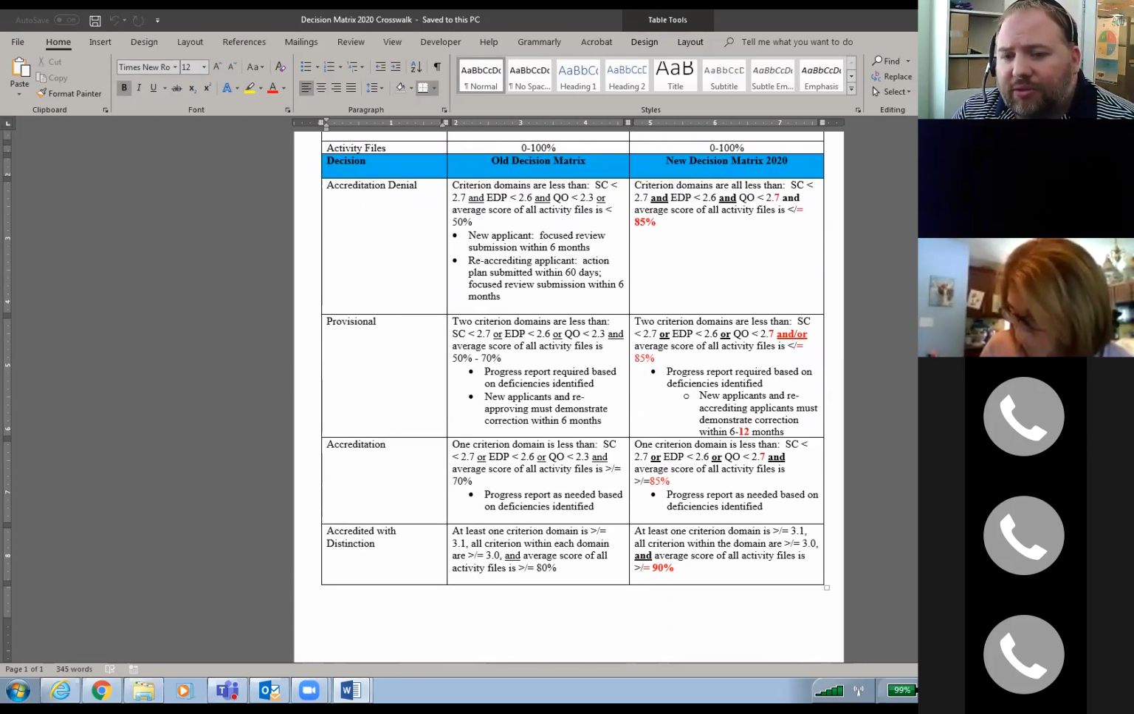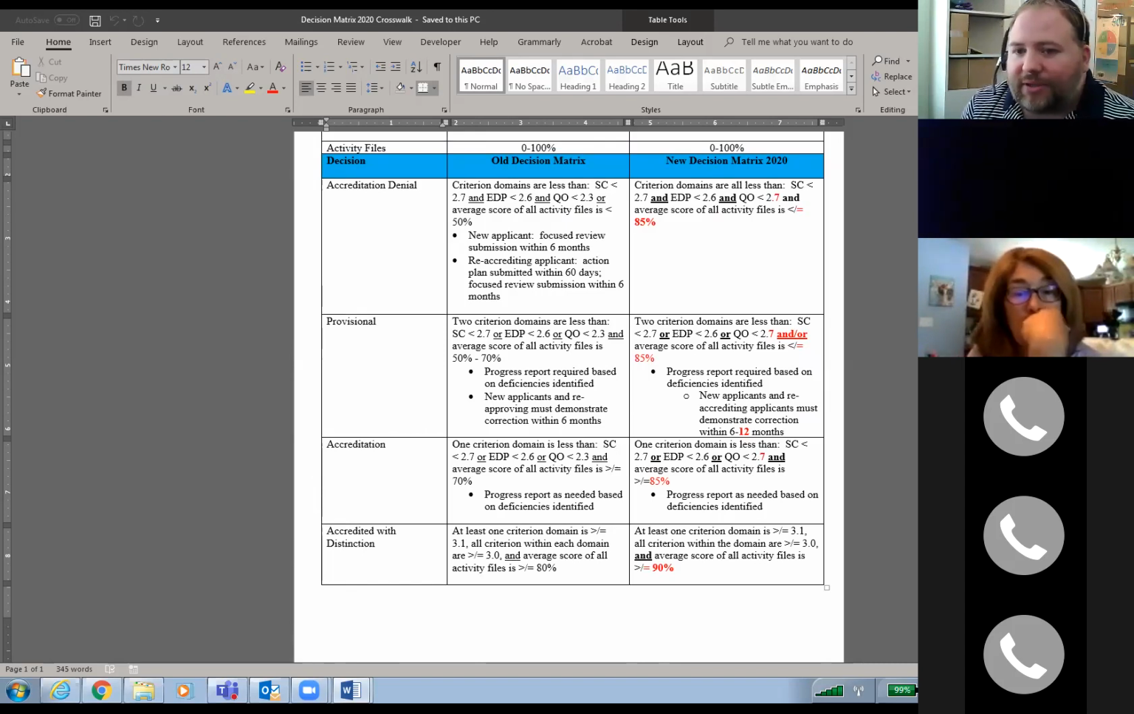Provisional, the change is 2.7 for quality outcomes, and or average score of all activity files is less than 85%. So with this, some people would have either done very poorly on the self-study and really well on the activity files, or they did all really well on the self-study, but their activity files were poor. So this just gives you that supporting documentation of why you might have made them provisional.